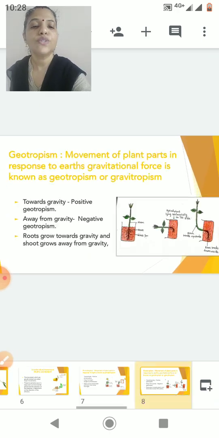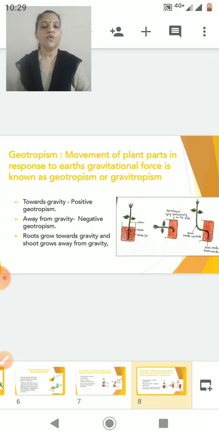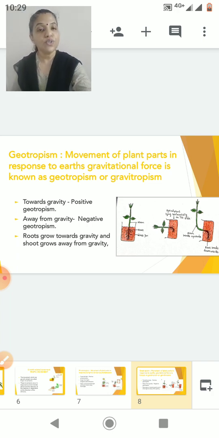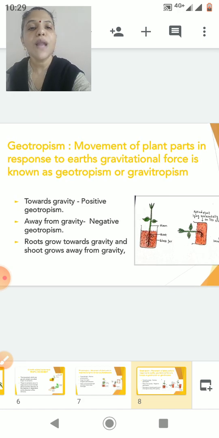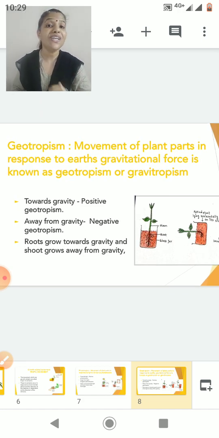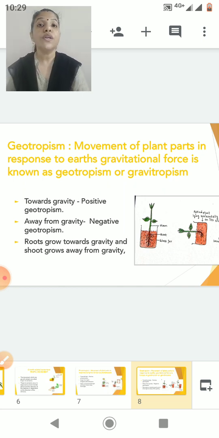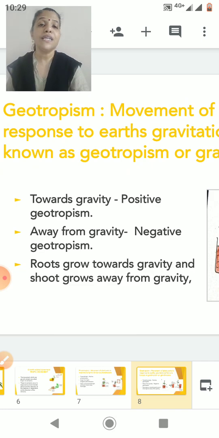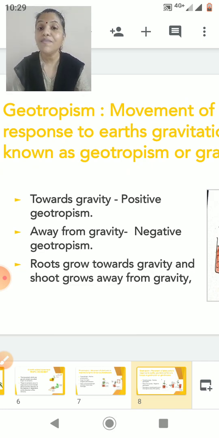So now let's go to the next slide. Here in the next slide we will study geotropism. What is geotropism? The movement of plant parts in response to Earth's gravitational force is called geotropism or gravitropism. If the part is moving towards the gravity, it is positive geotropism. If it is away from the gravity, then it is negative geotropism.